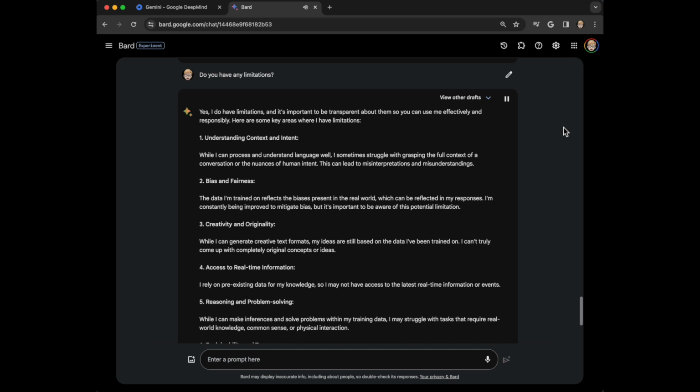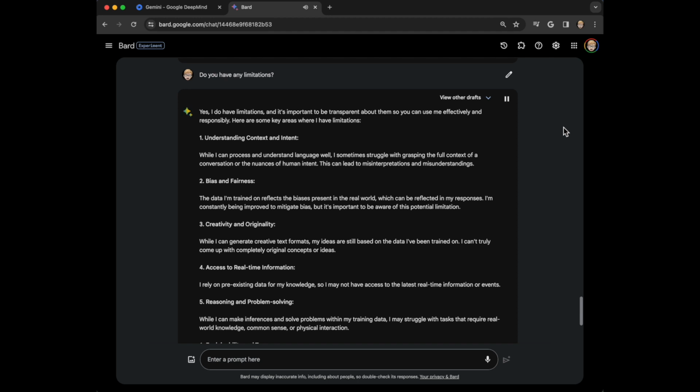Yes, I do have limitations, and it's important to be transparent about them so you can use me effectively and responsibly. Here are some key areas where I have limitations. 1. Understanding context and intent. While I can process and understand language well, I sometimes struggle with grasping the full context of a conversation or the nuances of human intent. This can lead to misinterpretations and misunderstandings.